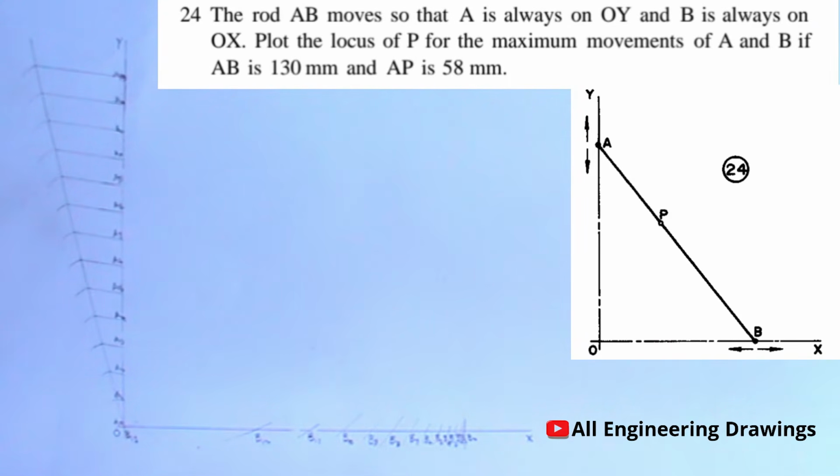Next is to draw lines joining the A points and the B points. So a line will be drawn from point A1 to point B1, point A2 to point B2, and so on.